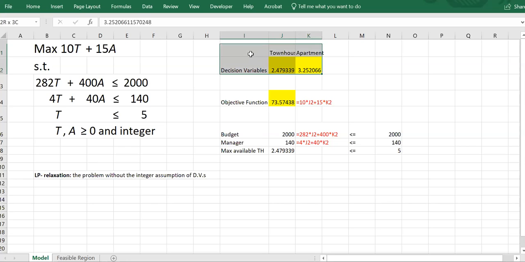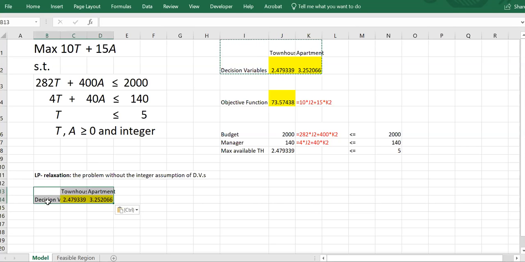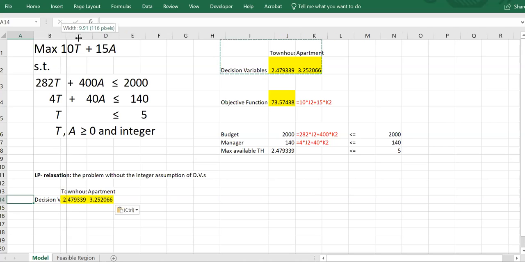So let me just copy that. So this is for the LP relaxation. But then, of course, you can't have, let's say, 2.5. Let's just round it a little bit. It's like 2.5 townhouses and 3.25 apartments. You can't have a fraction. You can't purchase a fraction of a townhouse. You can't purchase a fraction of an apartment. So you have to really go with a whole number.